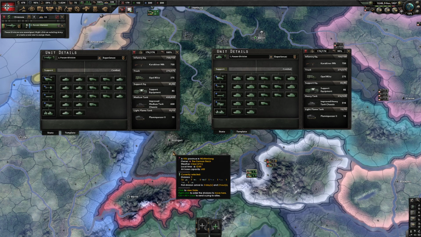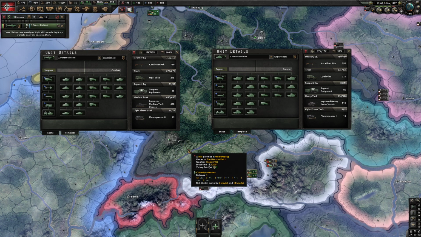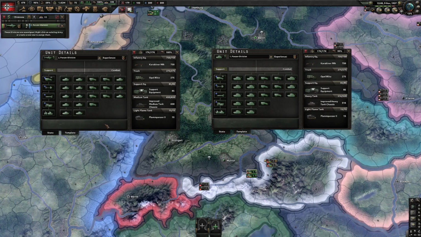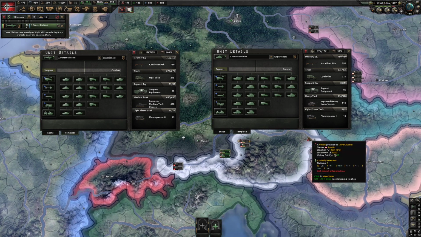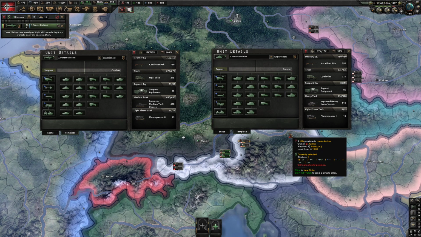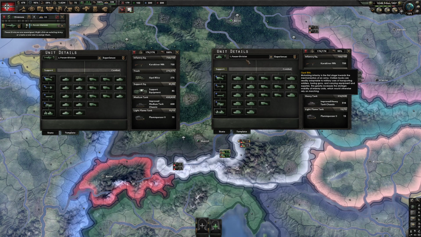Today I'd like to describe the differences between medium and heavy tank division templates. I have two 40 width divisions here that I've created, one medium and one heavy. So let's get into it. This is post No Step Back DLC and a lot has changed. So let's look at the difference between these two templates.